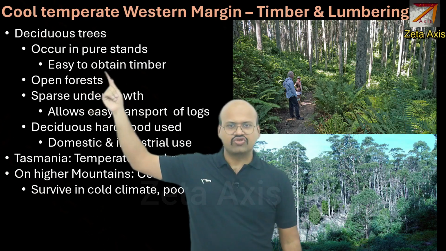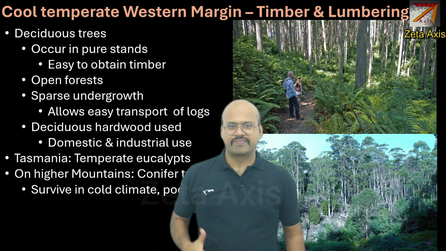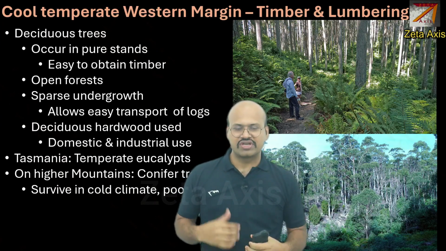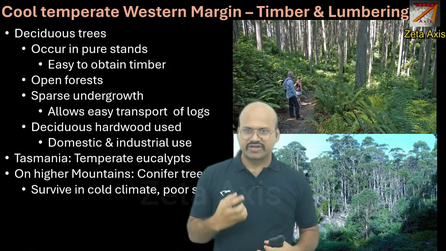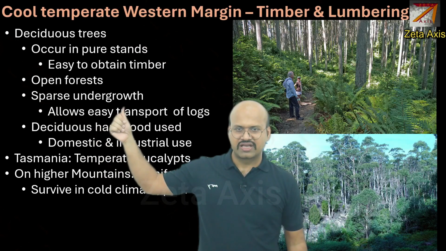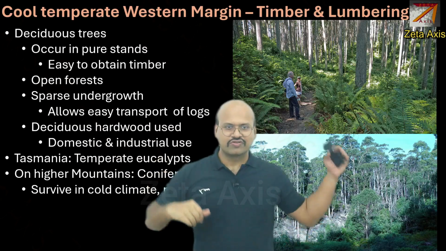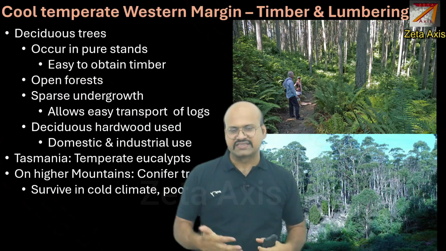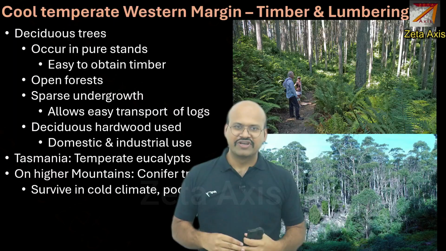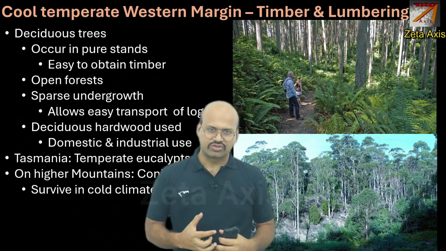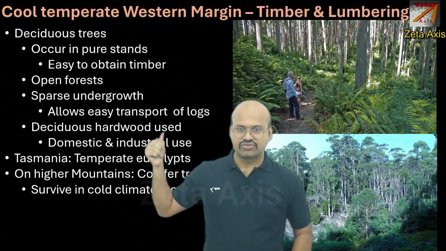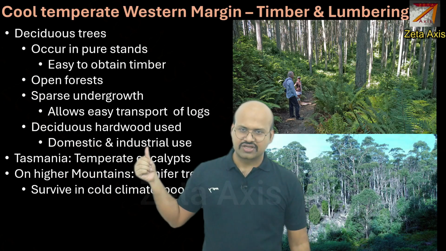It is easy to obtain timber from them because they are located together and they have some space in between them. It is easy to cut them and obtain the timber. Sparse undergrowth allows easy transportation of logs. So we can see that the undergrowth beneath these trees is not that dense like in equatorial climate. Therefore, it is easy to make roads or drag the logs with them. Deciduous hardwood is used for domestic and industrial use.